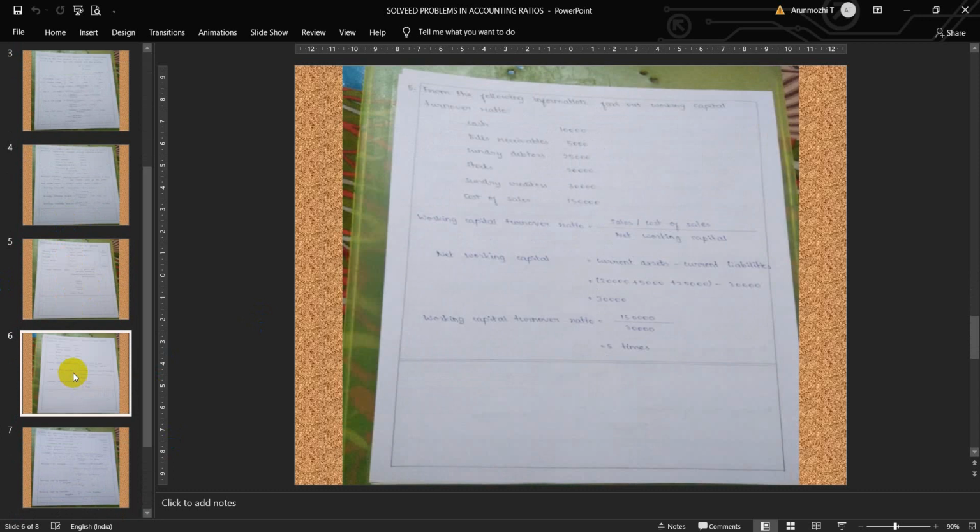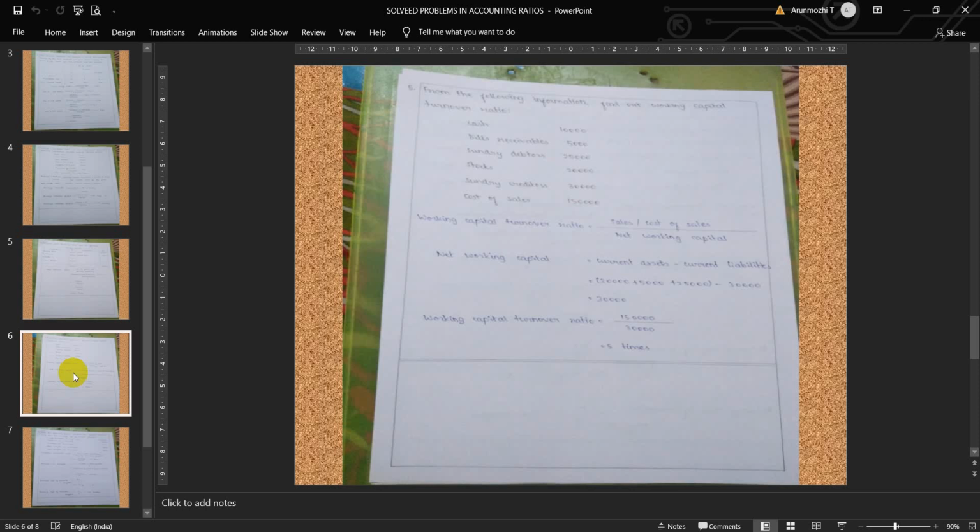Next, the next formula we go to is the working capital turnover ratio. From the following information, find out working capital turnover ratio. Cash 10,000, bills receivable 5,000, sundry debtors 20,000, stock 20,000, sundry creditors 30,000, cost of sales is 15,000. Working capital turnover ratio, sales or cost of sales divided by net working capital. So net working capital is equal to current assets minus current liabilities.